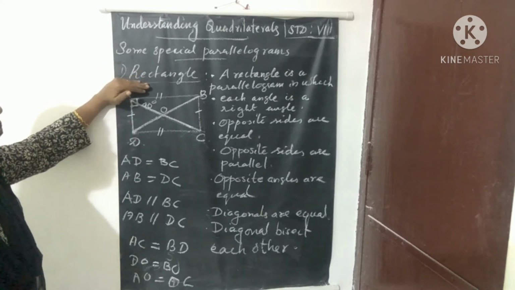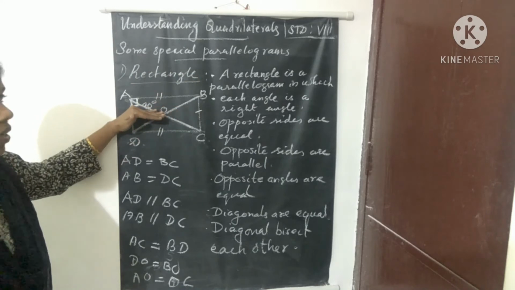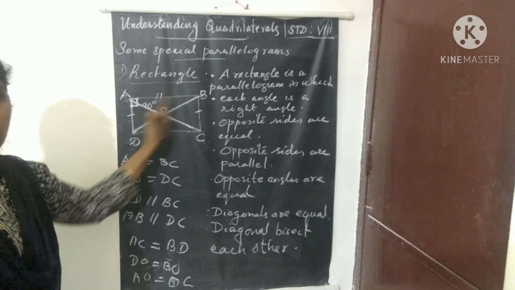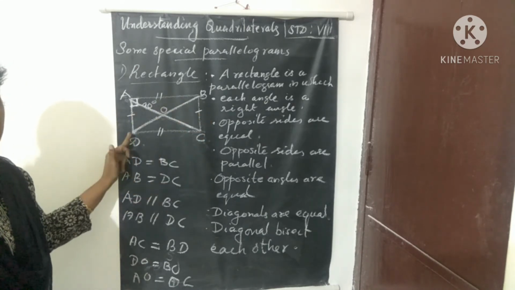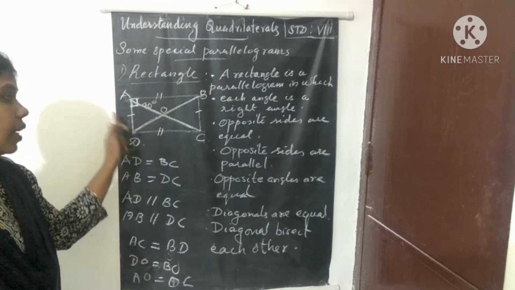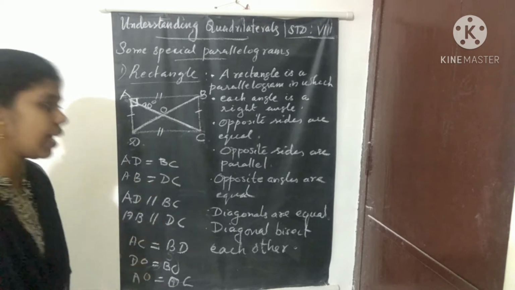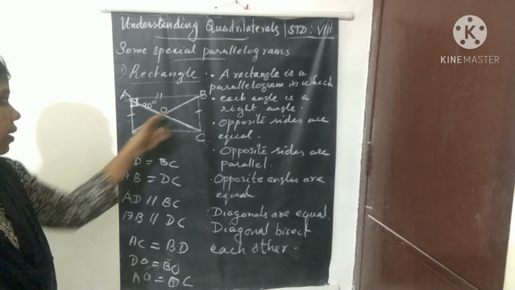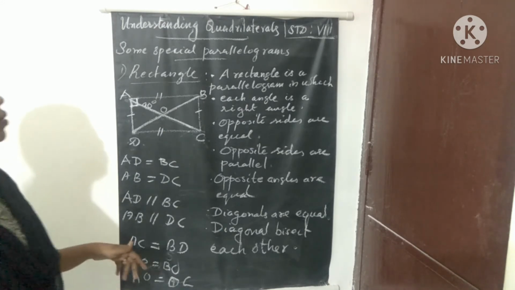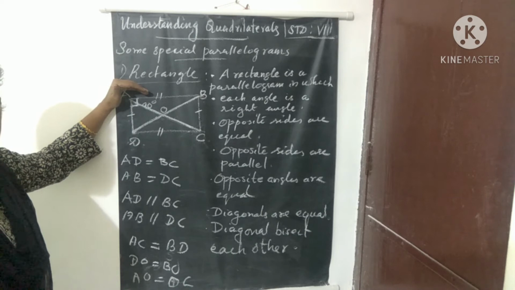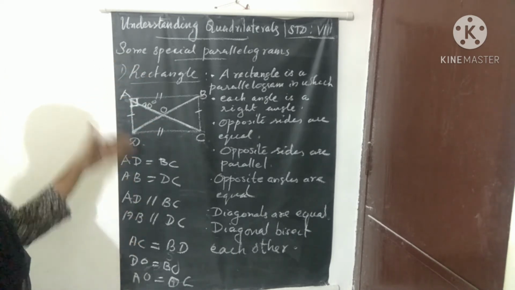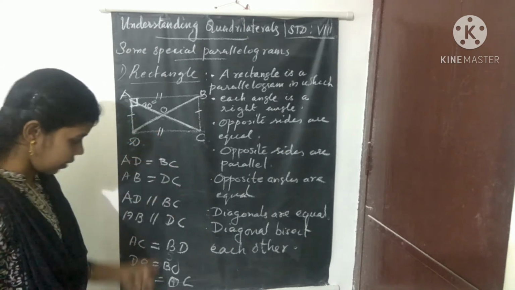Properties of a rectangle. A rectangle is a parallelogram in which each angle is a right angle. That means all angles are equal in measure, that is 90 degrees. Opposite sides are equal and parallel. Then diagonals are equal and bisect each other. This is one special type of parallelogram. Write and draw this figure and write this also.